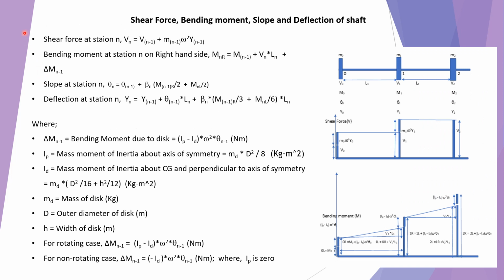These are the shear force, bending moment, slope and deflection equations. The shear force at station n is Vn equal to Vn minus 1 plus Mn minus 1 into omega square Yn minus 1. So there is not much change in the shear force equation. However, there is a change in bending moment at station n on right hand side.